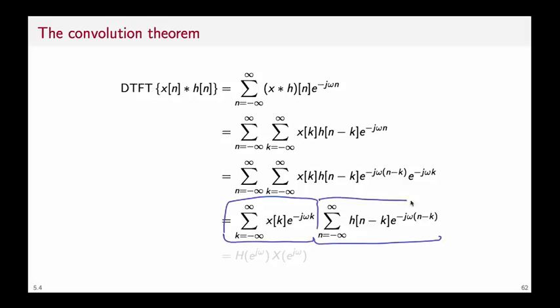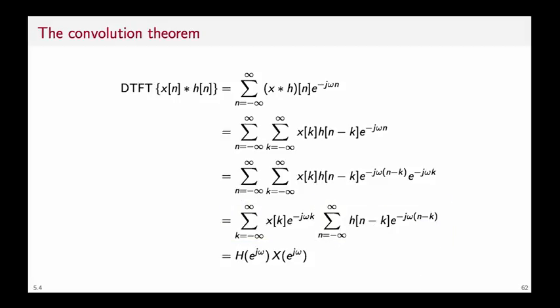The second term looks like a DTFT. We might be confused by the fact that the indices are n minus k instead of n, but the fact that the index n ranges from minus infinity to plus infinity makes this term completely irrelevant. And so, indeed, we have the product of two DTFTs: the product of the DTFT of the impulse response times the DTFT of the input.